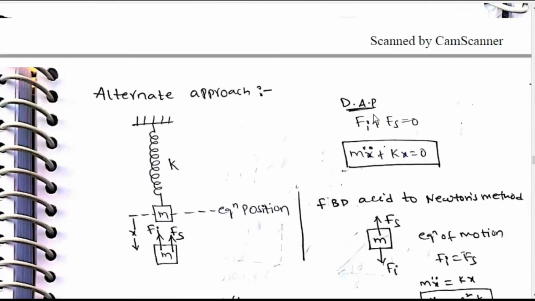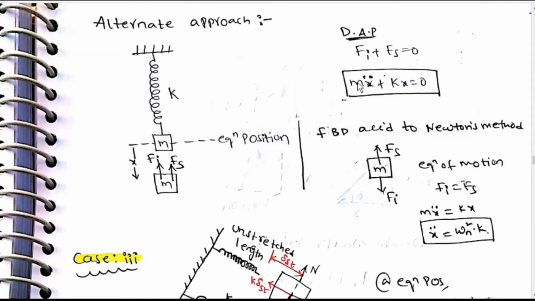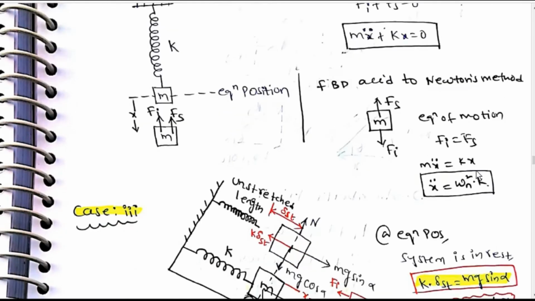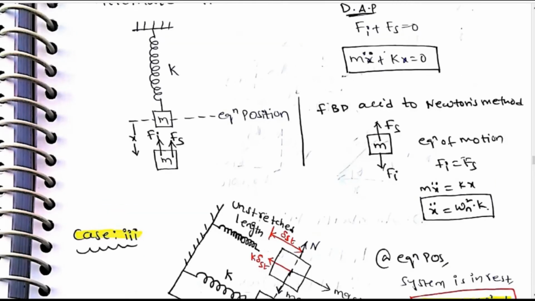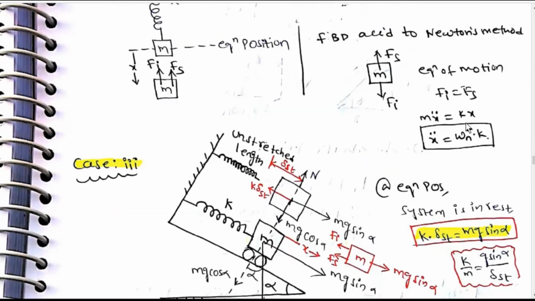Alternate approach. D'Alembert's principle: Fi plus Fs is equal to 0, m x double dot plus kx is equal to 0. Using the FBD according to Newton's method for the equation of motion, Fs and Fi act downward, Fi is equal to Fs, m x double dot is equal to kx, x double dot is equal to omega n square x.